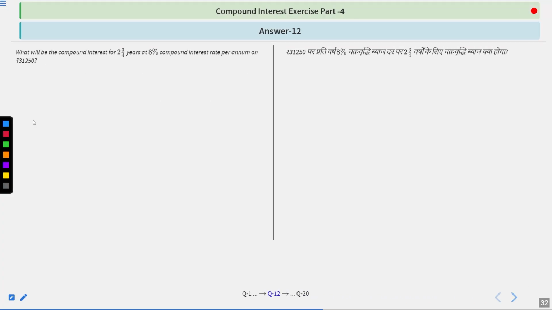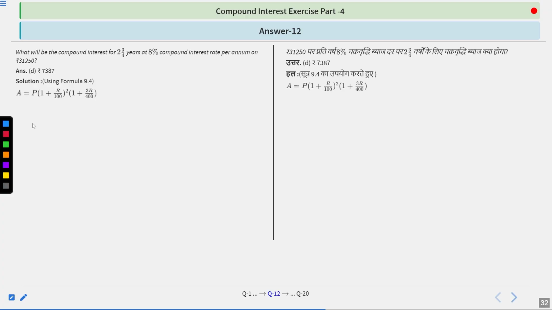So we have to find the compound interest. Time period was 2 integer 3 upon 4 years. Rate of interest is 8%, and principal is rupees 31,250. The answer to this question is option D, rupees 7,387, and we are using formula 9.4 to solve this question.